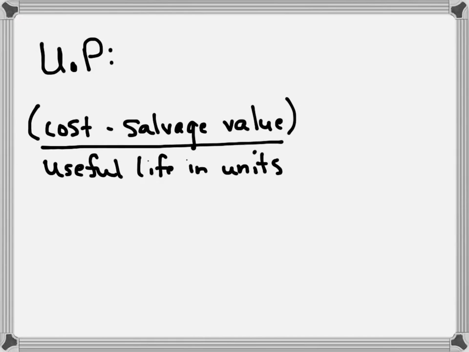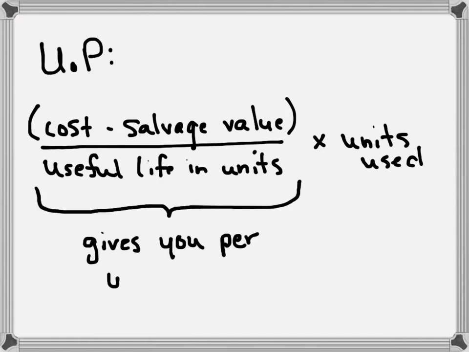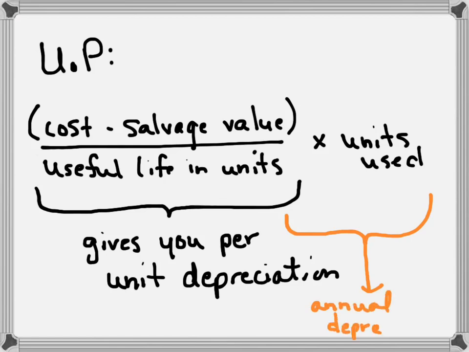Now once you have that, you need to multiply that number by the units you actually used. So remember we said 150,000 miles on that car. But if you only use it for 10,000 miles, the first part of this formula would give us the per unit or per mile depreciation. So let's say it's 10 cents per mile. Then when you multiply that by the units you used, you get your actual annual depreciation, or the total depreciation for that year. So if it's 10 cents per mile and we drive it 10,000 miles, we would end up depreciating $1,000 in that case.